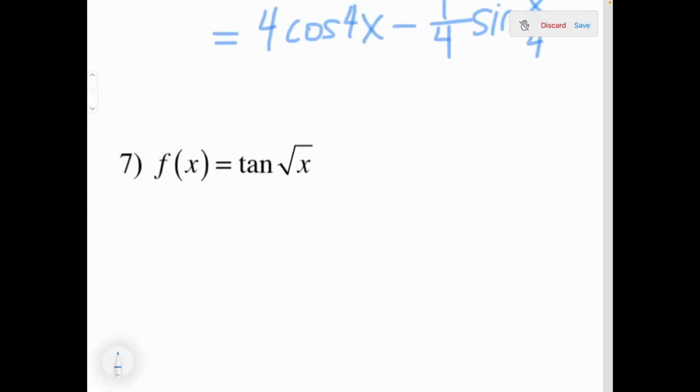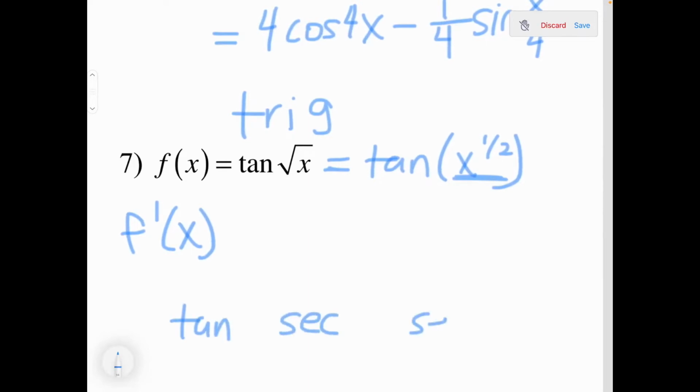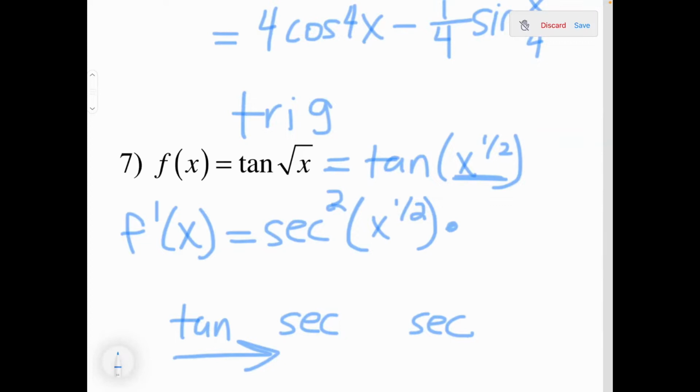All righty, number 7, we're looking at tangent square root of x, which is tangent of x to the 1/2. This would be just a trig rule since the exponent is on the inside, not the outside. So we're going to take the derivative of tangent. If you remember the little trick we wrote down, tangent, secant, secant. So going from left to right, derivative of tangent is going to be secant squared, and then whatever's inside the parentheses times the derivative of x to the 1/2. The derivative of x to the 1/2 is 1/2 x to the, we're going to subtract 1. 1/2 minus 1 is negative 1/2.